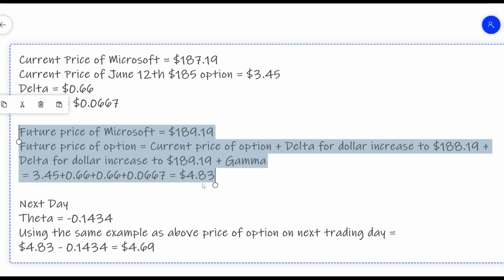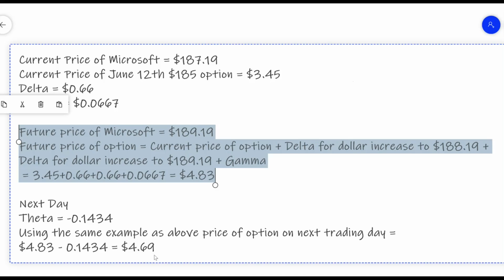Here it is easy to understand why theta is a friend for option sellers and an enemy for option buyers, right? Because for someone who bought this option, nothing changed. The option was $4.83 and come next day it is only worth $4.69. And the option seller, who at some point might have to buy it back, it was sitting at $4.83 and next day nothing changed, but now he can buy it for 14 cents less, for $4.69.